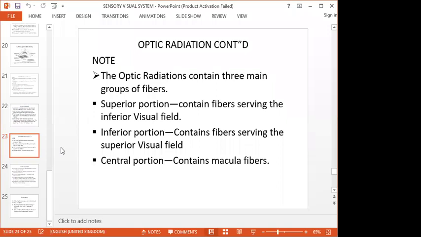Superior portion contains fibers serving the inferior visual fields. Inferior portion contains fibers serving the superior visual fields. Central portion contains the macula, which is central vision, right ahead, straight on.